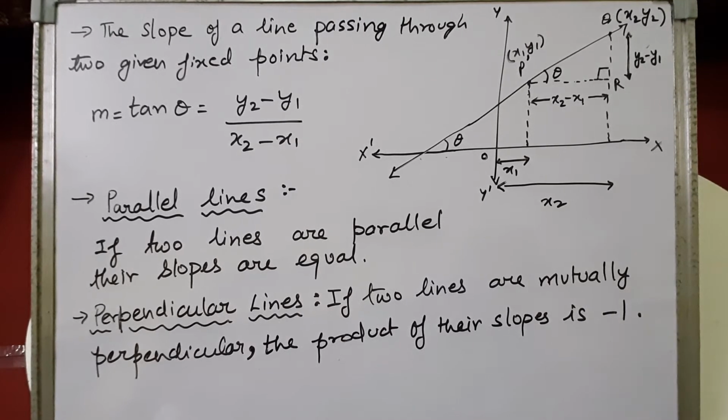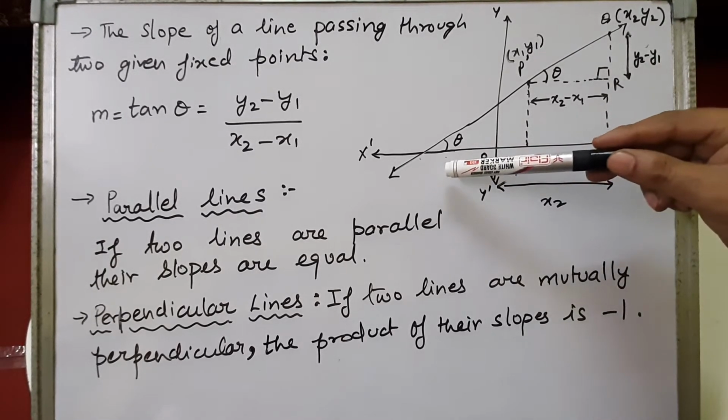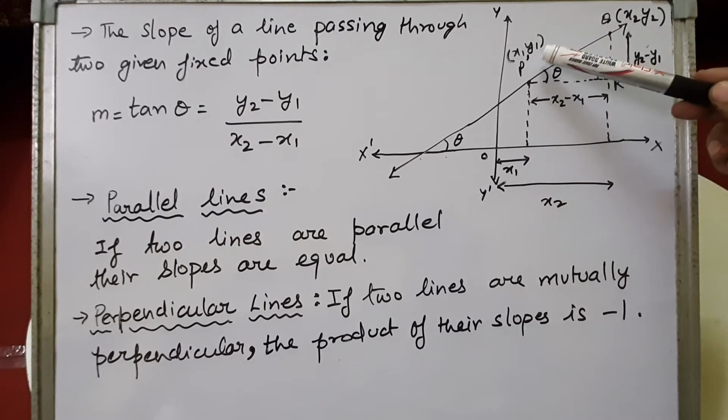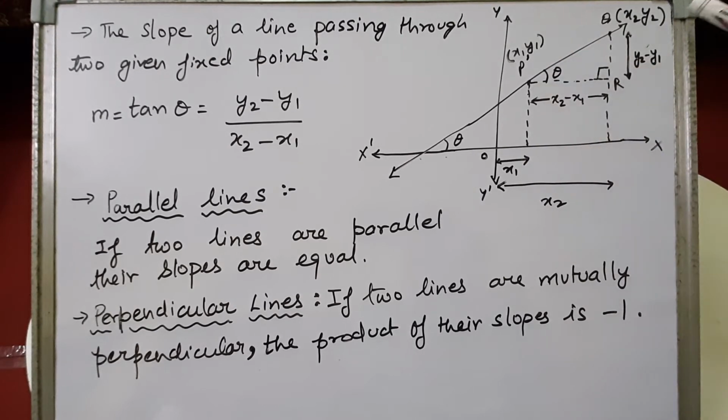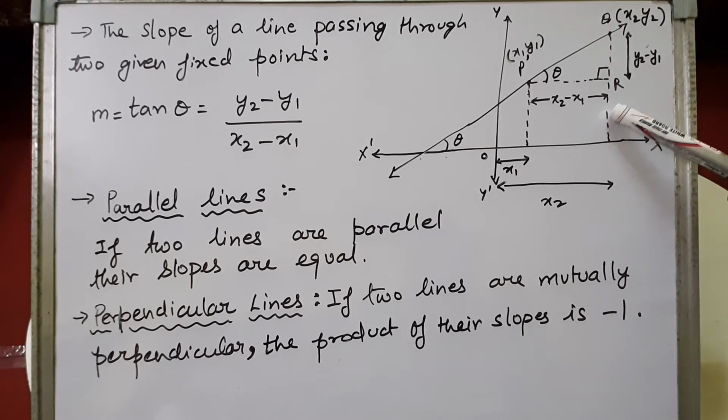Now let's discuss the slope of the line passing through two given fixed points. Suppose this is a line which is inclined with the x-axis and making theta angle in anti-clockwise direction. If we draw perpendiculars from point P and point Q, with the coordinates of P as x1, y1 and Q as x2, y2, then the distance PR will be x2 minus x1. Similarly, QR will be y2 minus y1.